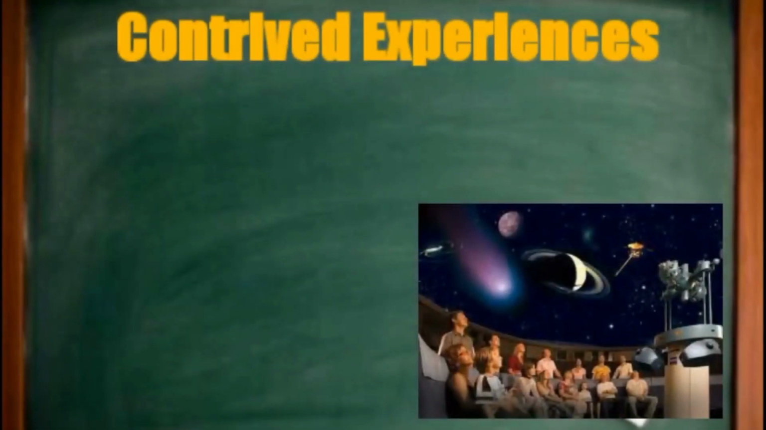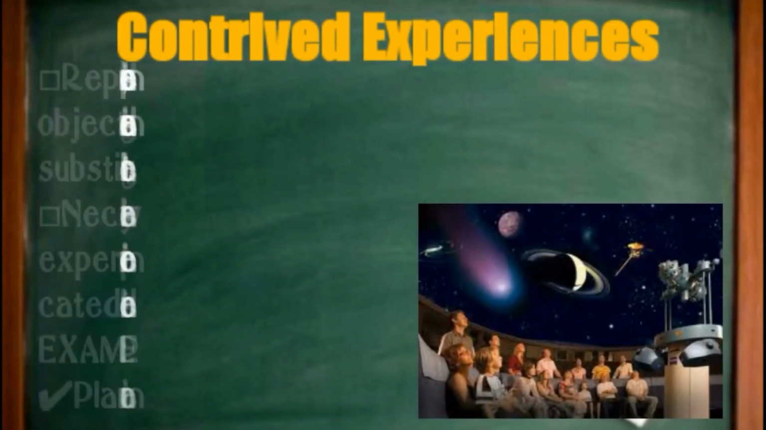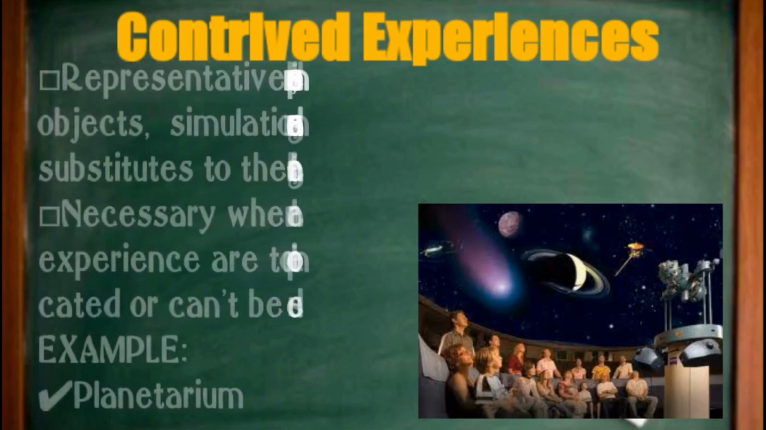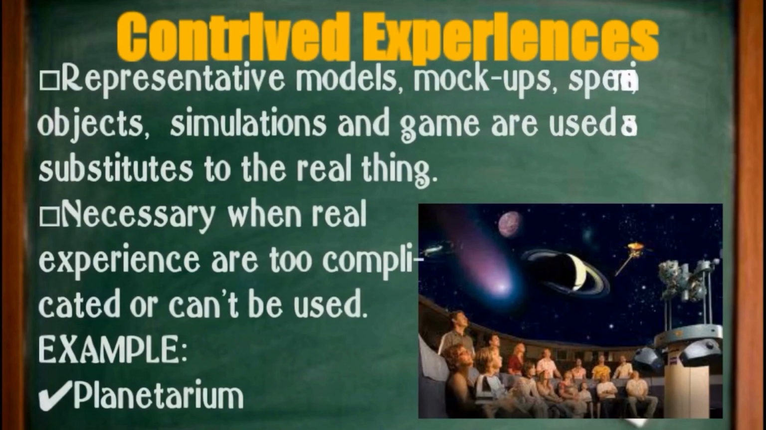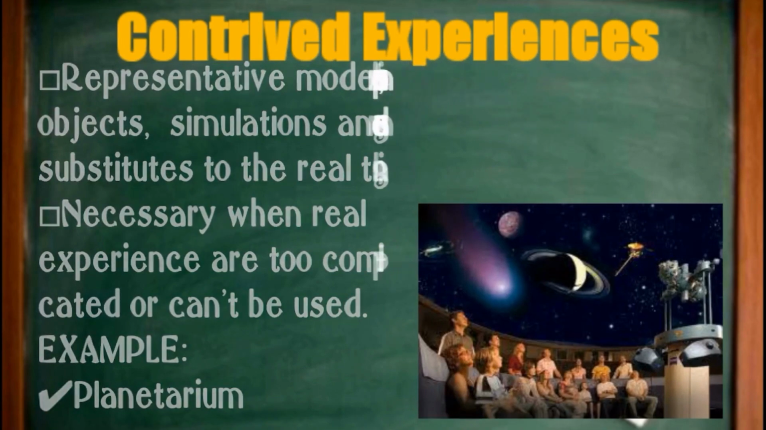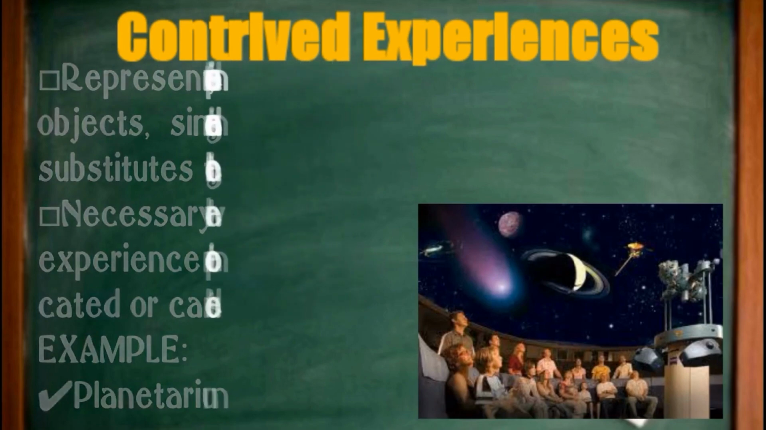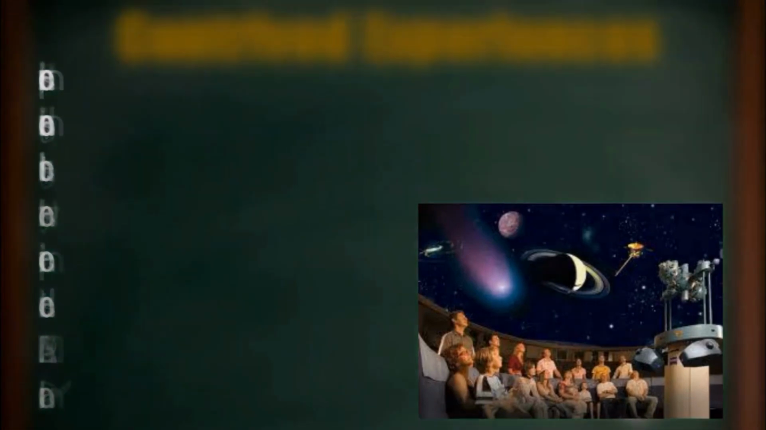The next level would be the contrived experiences. At this level, representative models and mock-ups of reality are used in order to provide an experience that is as close to reality. This level is very practical and it makes the learning experience more accessible to the learner. At this stage, it provides more concrete experiences, even if not as concrete as direct experiences, that allow visualization that fosters better understanding of the concept.